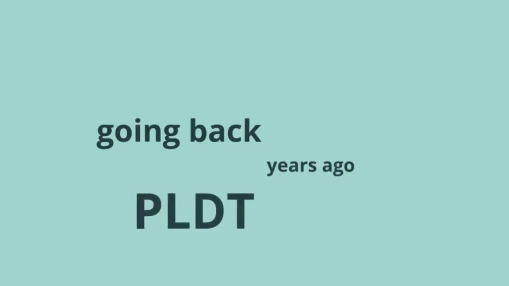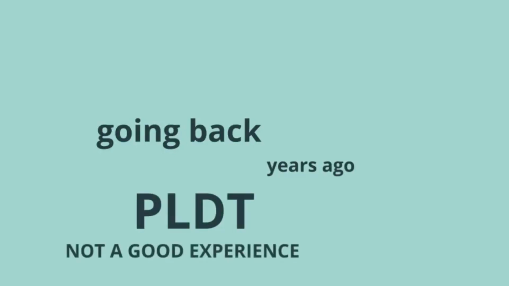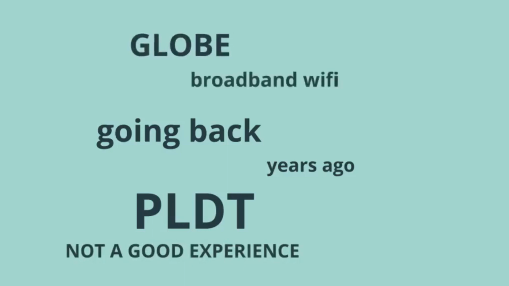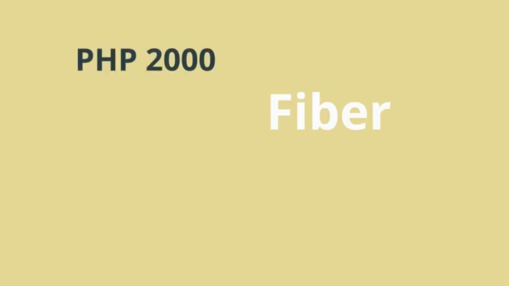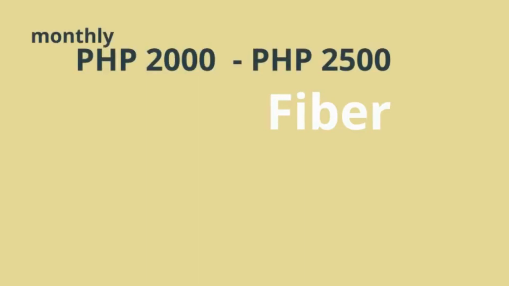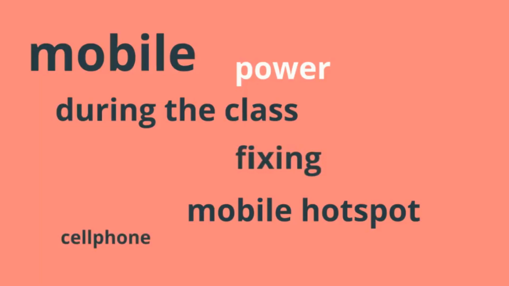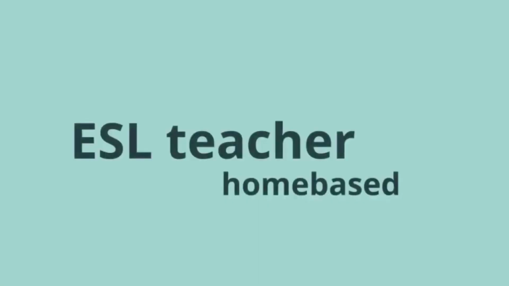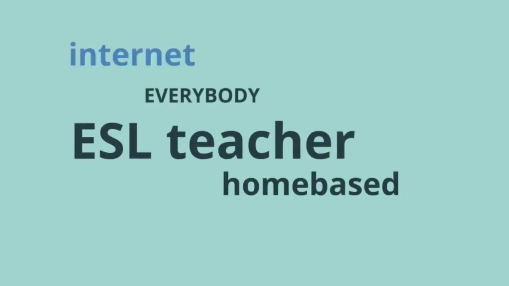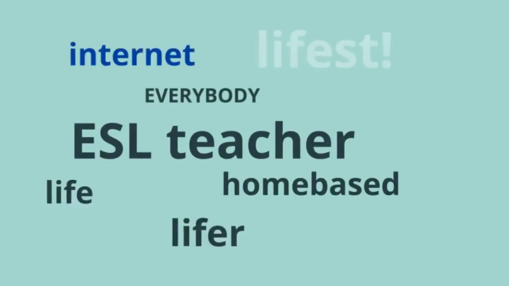Okay, going way back a couple of years ago, I got PLDT at first, which didn't give me a good experience. I don't want to talk about it anymore. And then I switched to Globe broadband Wi-Fi. Then now at the moment I upgraded to Globe Fiber. I'm paying around 2,000 to 2,500 monthly, and so far it's the best. I haven't experienced any interruptions for years. Just have the discipline of paying the bills on time. Now, if you're a home-based ESL teacher, of course, everybody knows this, internet is life, lifer, lifest.